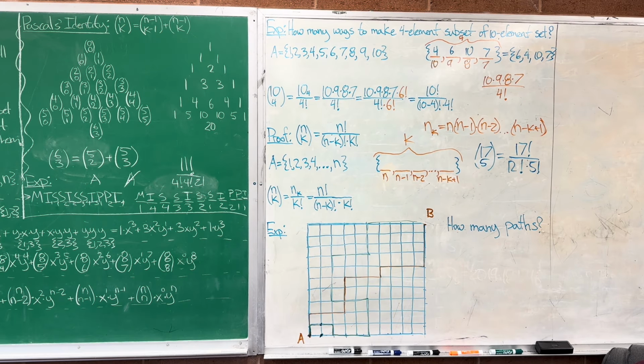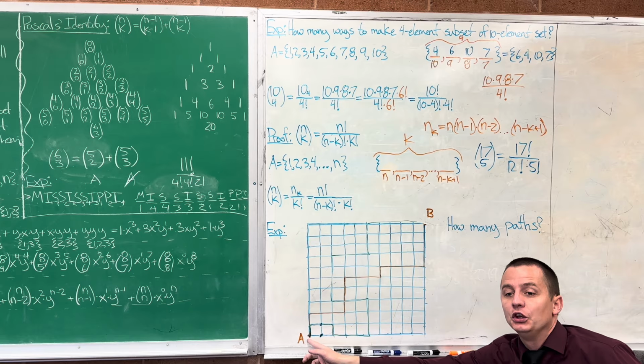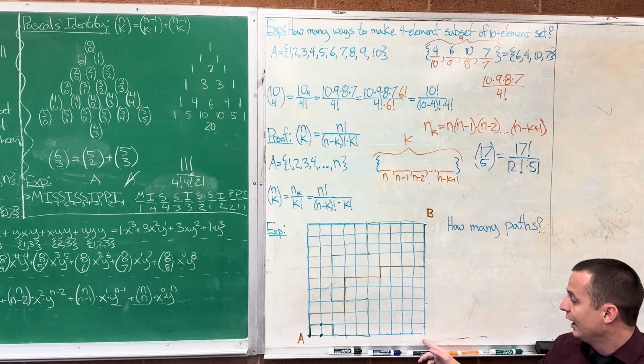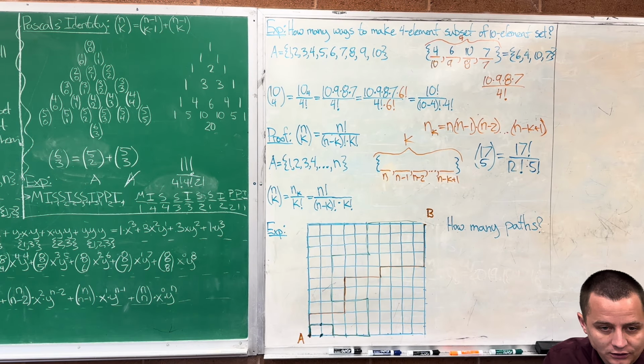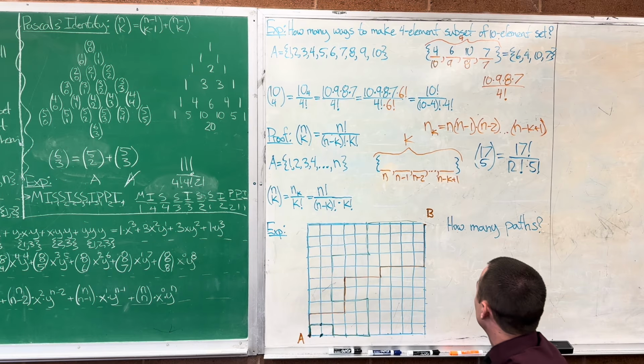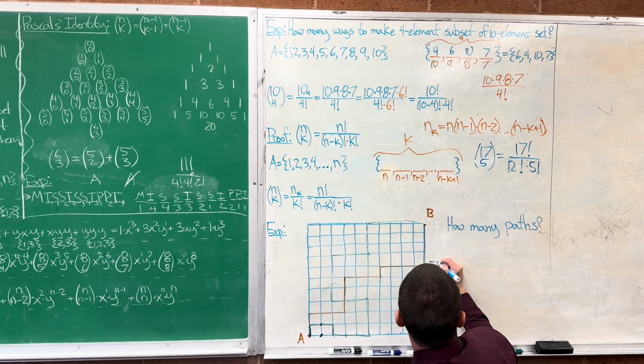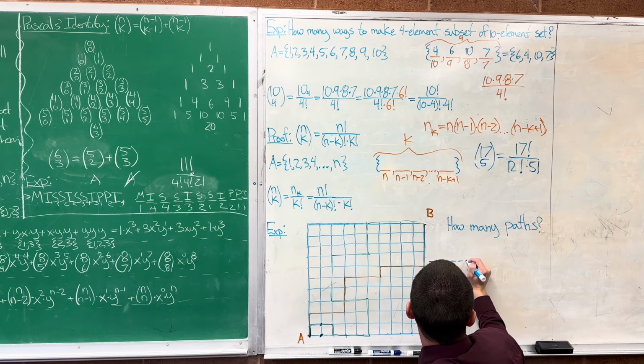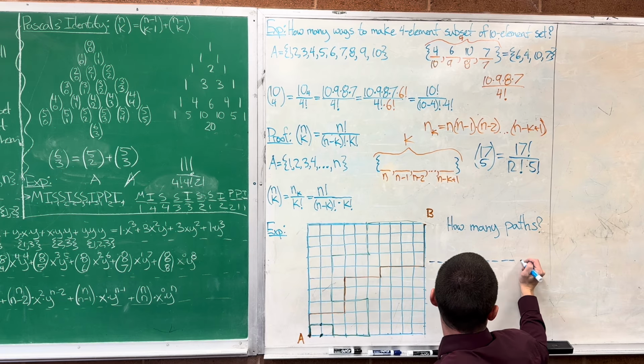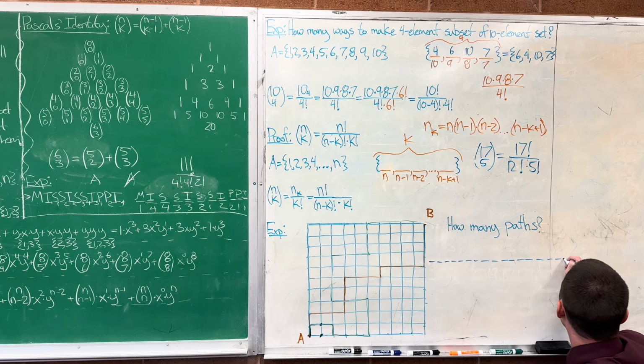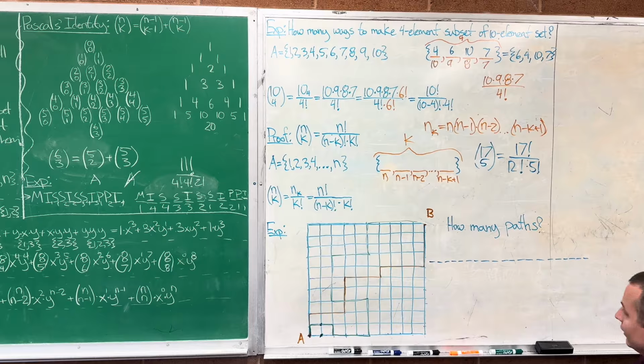The entire time. 19 times. 20 times. I can go right 10 times and up 10 times for a total of 20. So I've got to make that choice 20 times. 1, 2, 3, 4, 5, 6, 7, 8, 9, 10, 11, 12, 13, 14, 15, 16, 17, 18, 19, 20. 20 times.